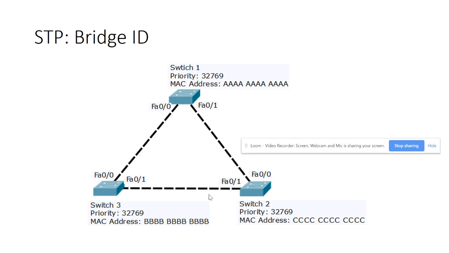In this diagram, we have three switches, and each switch will have an ID. The ID has two parts. The leftmost part is called the priority, and the other part is called the MAC address. So switch 1 has a priority of 32769 and MAC address AAAA. Similarly, switch 2 and switch 3 have their own priority and MAC address. Note that in this example, the priority of each switch is the same.